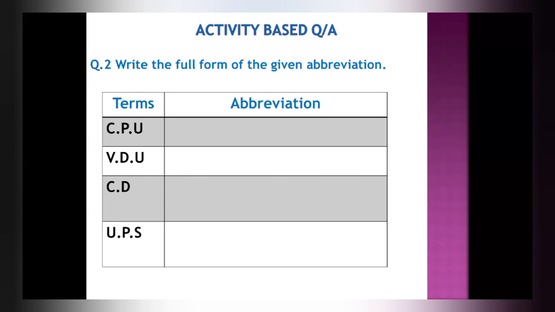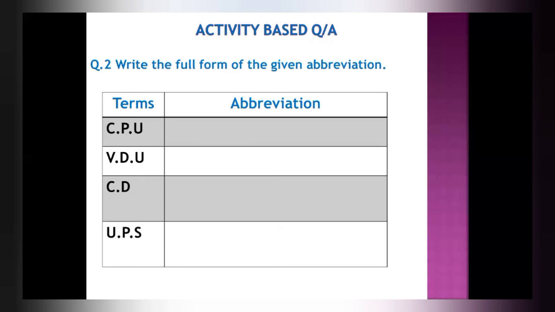Question number 2 is activity based question answer. Write the full form of the given abbreviation. You will do it by yourself. There are some terms and you will write the full form of these terms. Number 1 is CPU. So what is the CPU? I have told you what is the full form of CPU.